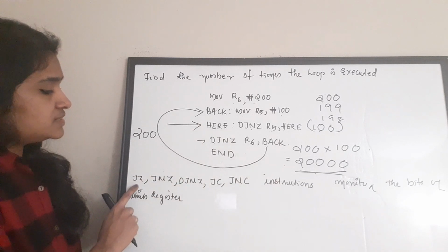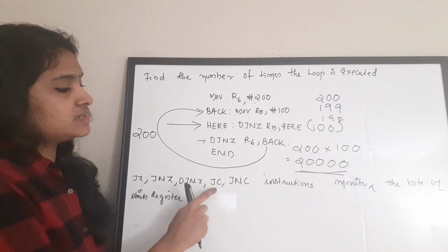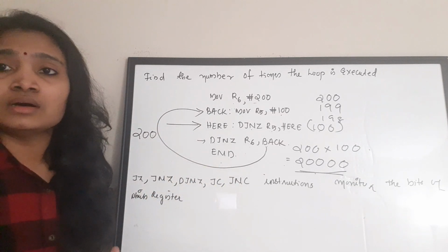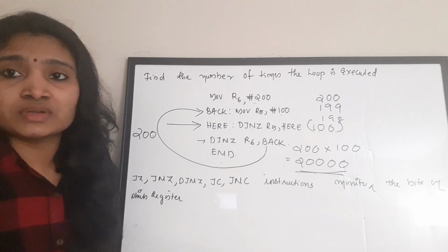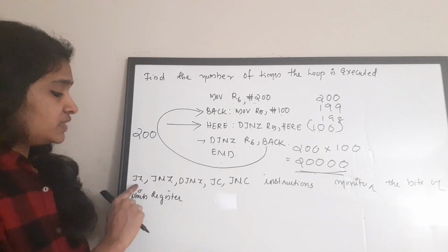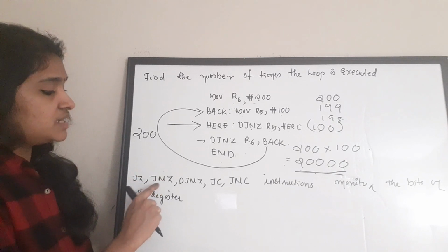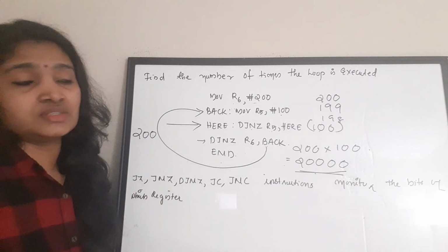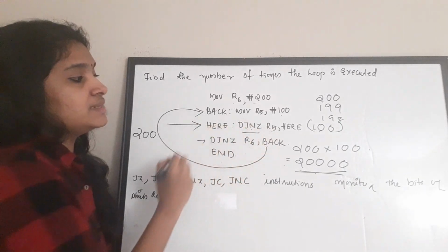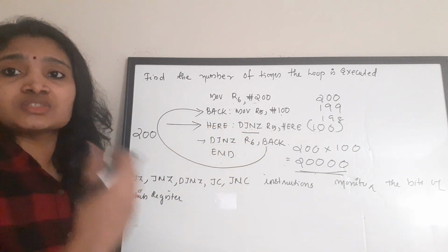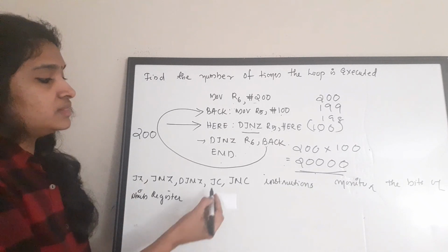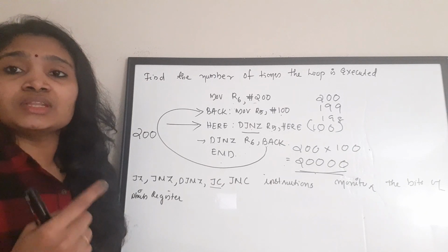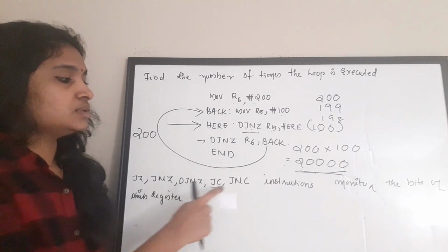Okay. Next question. JZ, JNZ, DJNZ, JC, JNC. I hope that if you have done these types of assembly language coding in your microprocessor or microcontroller laboratories, these are basic things. JZ is jump if 0. JNZ is jump if non-zero. DJNZ means decrement and jump if non-zero. Here we are using DJNZ. It decrements and then checks whether the value is 0 or not. Then JC means jump if carry. JNC means jump if not carry. It checks whether a carry is generated or whether the carry is 0.